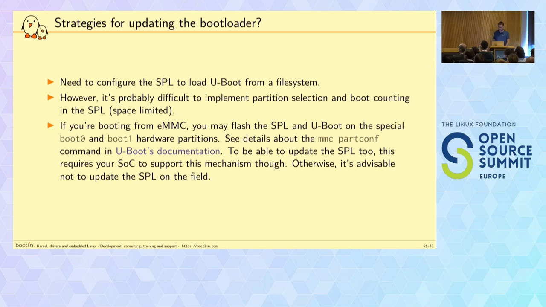So if you're booting from MMC, one thing you could do is flash the SPL and U-boot on the special boot 0 and boot 1 hardware partitions. For example, on BeagleBone Black, you have those. You have an MMC with those. If you boot Linux and check /proc/partitions, you'll see that they exist. They are defined in hardware. You can't choose the size of those partitions, but they correspond to special parts in the MMC that provide more reliable storage and maybe faster as well. So that's good to put U-boot and SPL on those.